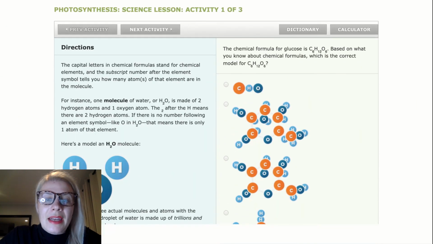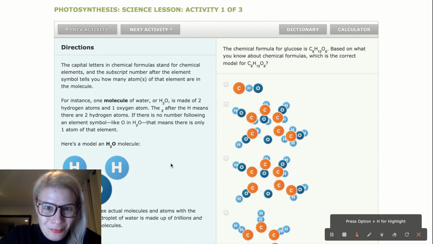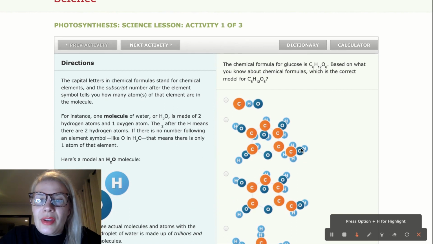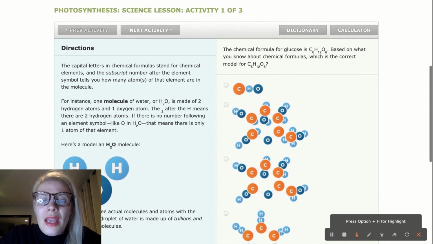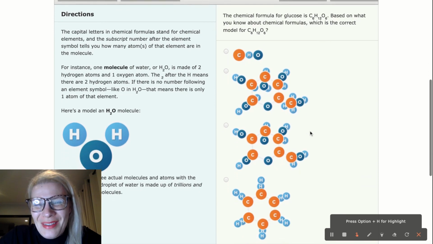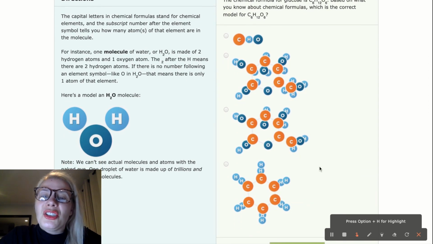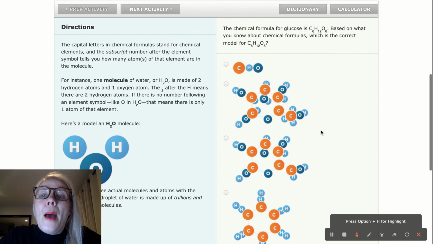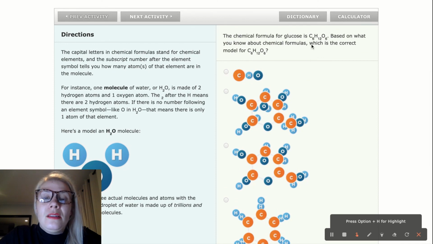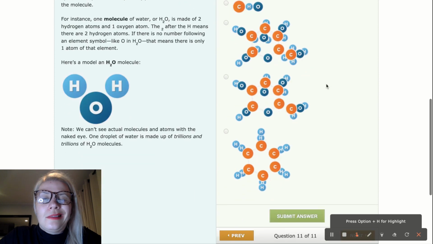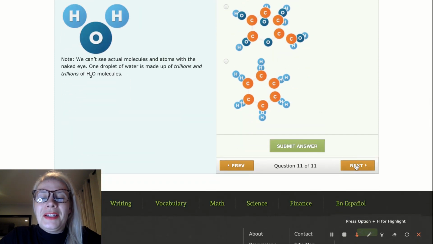All right. Again, it's the same reading that we talked about previously, but the question is different. So the chemical formula for glucose is C6H12O6. Based on what you know about chemical formulas, which is the correct model for C6H12O6, or glucose? I'm not going to go through all of them, but you're going to choose which one you think is showing 6 carbons, 12 hydrogens, and 6 oxygens. You got this. Click submit answer and click next.